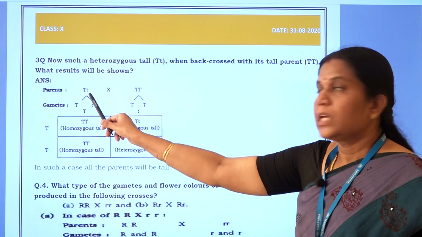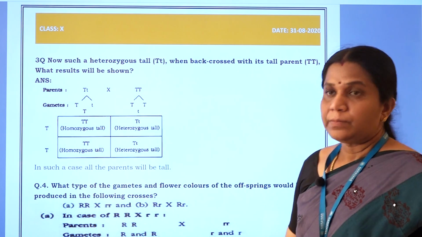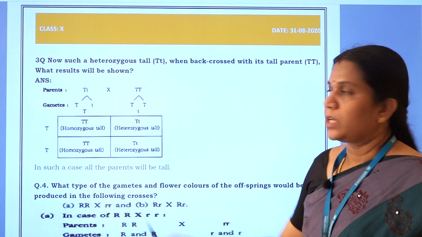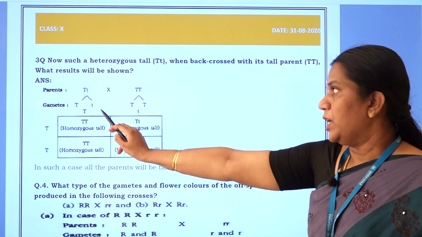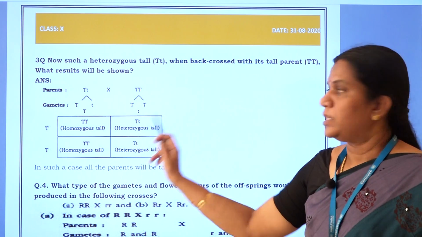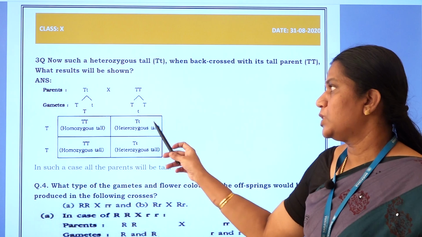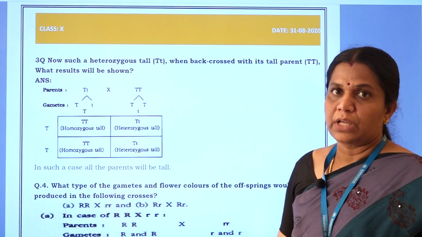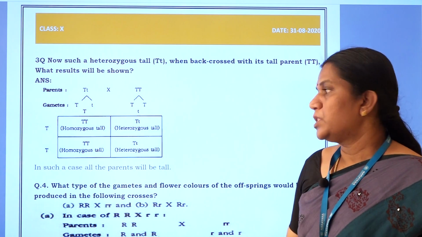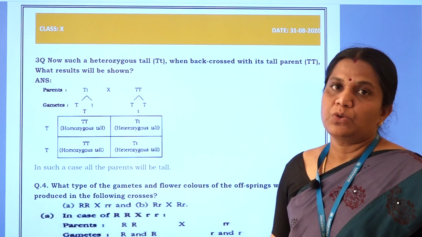So the parent is the heterozygous tall, capital T small t, and the other is the homozygous tall, both capital T. The gametes are one capital T and one small t, and capital T and capital T. So here in the Punnett square, we get homozygous tall, heterozygous tall and heterozygous tall. So the homozygous and the heterozygous plants are all tall. The homozygous tall as well as the heterozygous tall we will get in a 1:1 ratio.